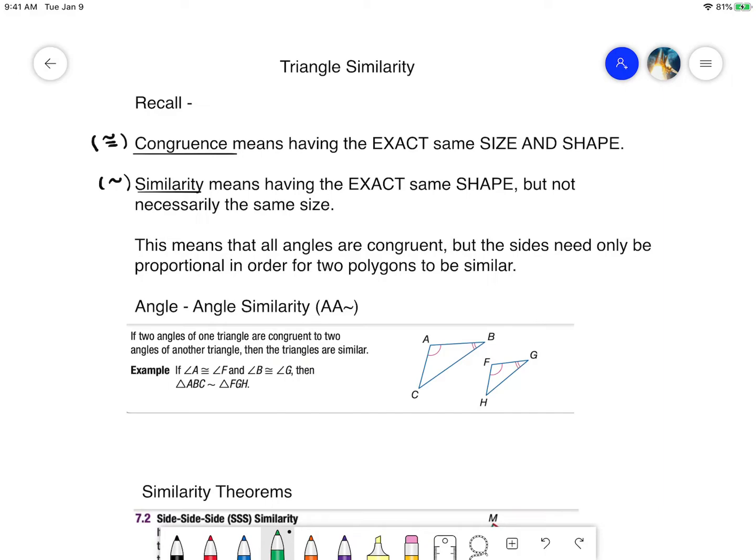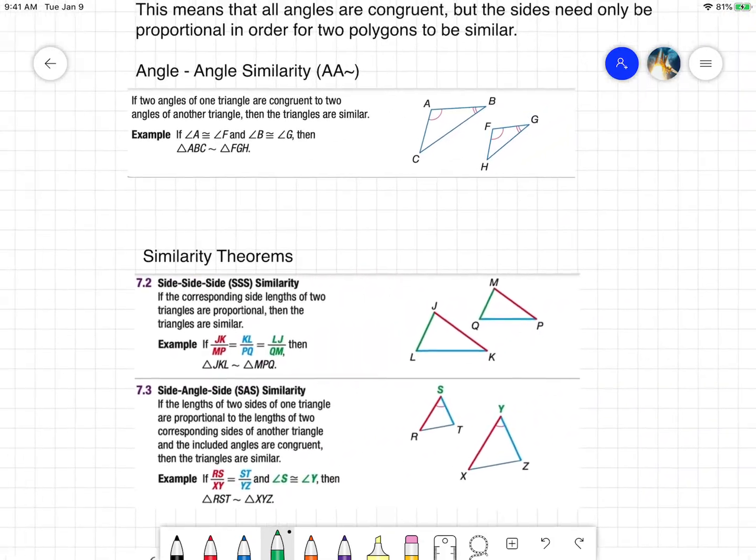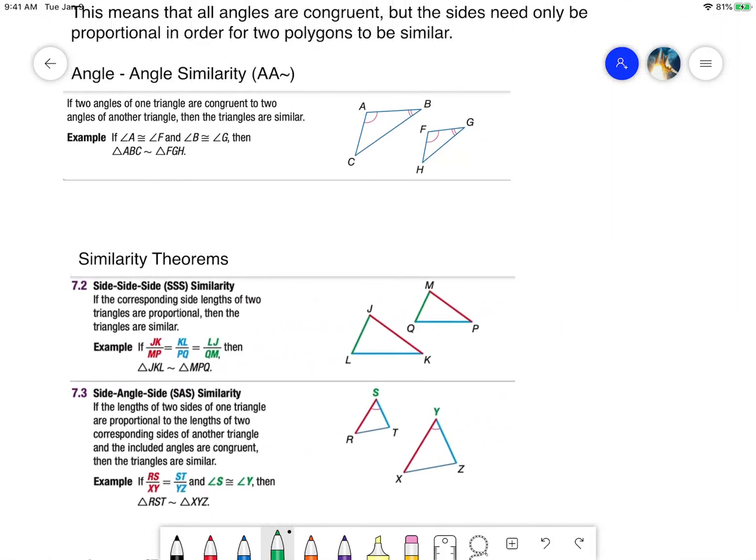But we have some more similarity theorems. Now these two are going to look very, very familiar. So the two theorems that we have are side, side, side similarity. And what we use to denote this is we say side, side, side and then use the similarity symbol after. Not to be confused with side, side, side congruence, which is just SSS.